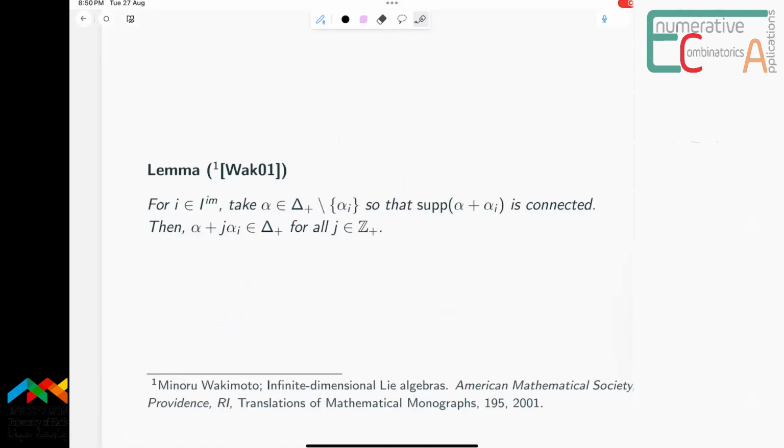Now this lemma is given in this book of Wakimoto. In this we will see the construction of how roots are defined. If alpha is any positive root not equal to alpha_i where i belongs to I imaginary and the support of this is connected, then alpha plus j alpha_i is a positive root for all j belongs to positive integers. So there is a large class of roots.